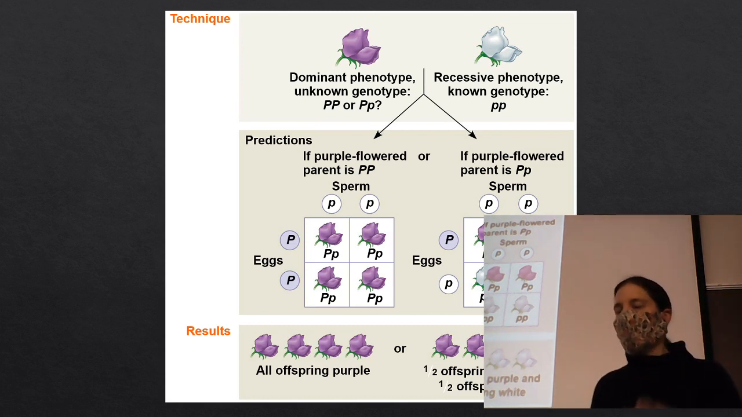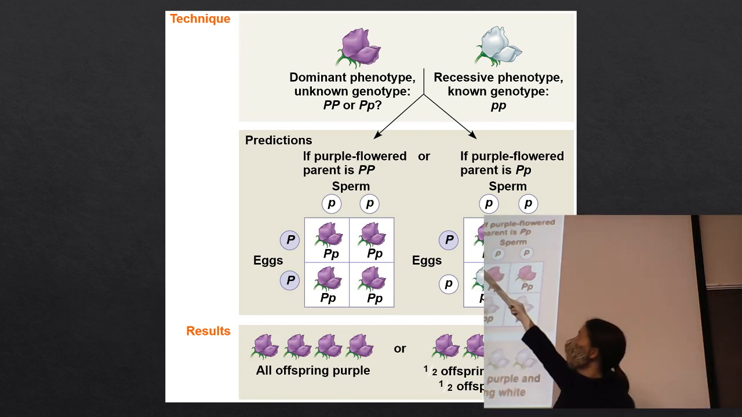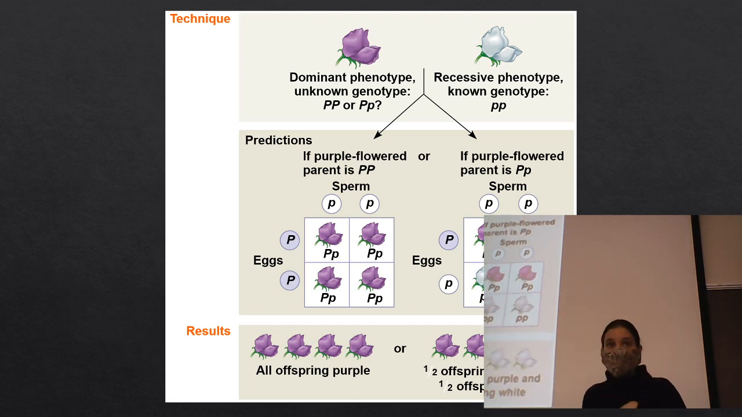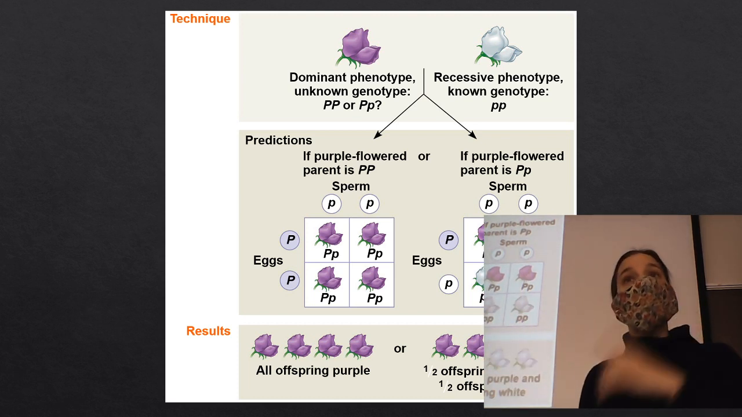I'm going to repeat this because it's easier to see. The only way to get a white is if you get a recessive from both parents. To have the recessive phenotype, you have to get recessive from both parents. So you know it's there.